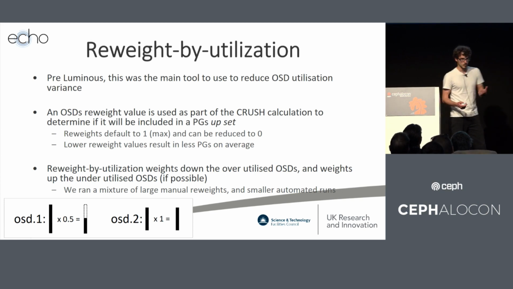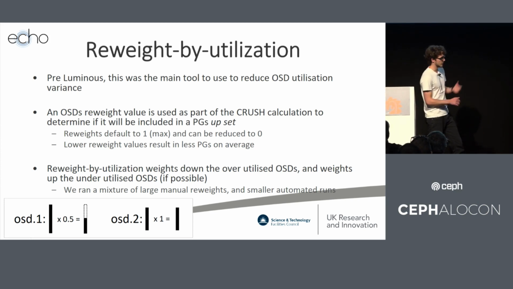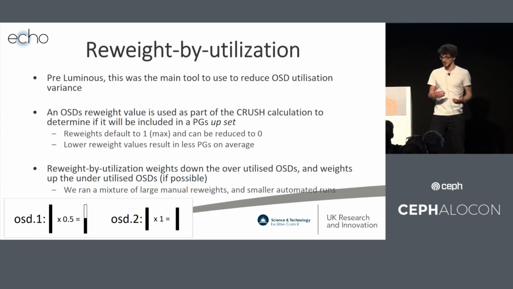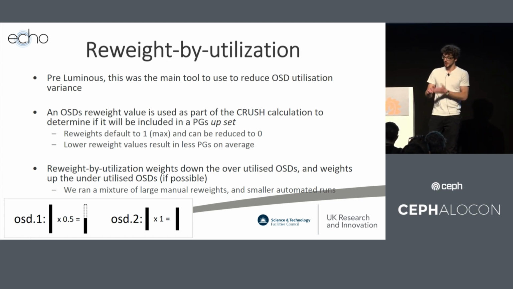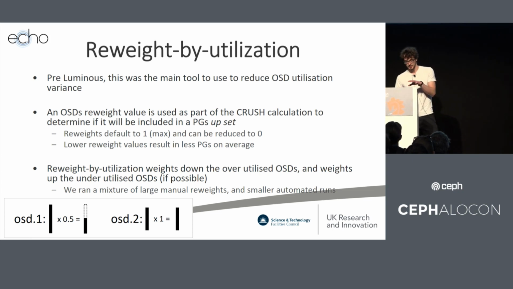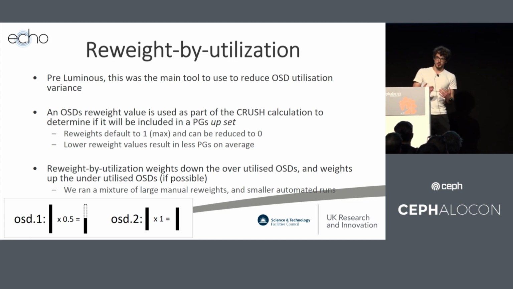When we were doing this last year, this was the tool we had. I'm sure you're probably aware of this. This is not something I would recommend using now. With Luminous, we have much better tools that I'll start talking about, but this is what we had to use. As a quick recap, the OSDs all have reweight values. It's separate from the crush weight, and it can be between 1 and 0, and reducing the reweight value will reduce the number of placement groups.